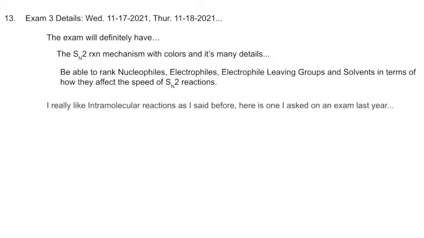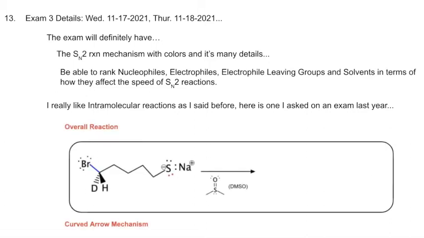And I really like intramolecular reactions. I said this before last exam, and I gave you an intramolecular reaction last exam, right? And here's one I asked last year. This was on the exam last year. So this is an SN2 reaction. Let's see if you can draw it where the sulfur reaches around and kicks off the bromine. It makes a 1, 2, 3, 4, 5, 6 membered ring. See if you can do it. It gets tricky with the stereochem.